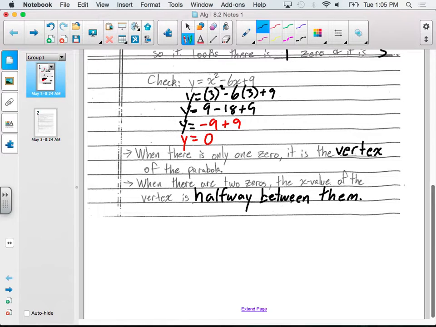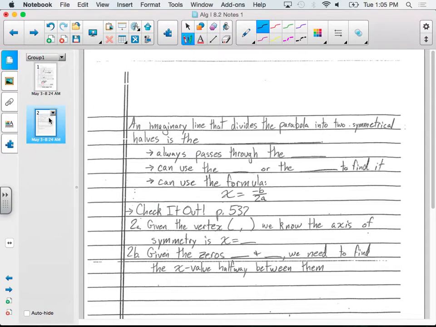So what's the difference between a zero and an x-intercept? Right, so Christine said one's an ordered pair, and one is just a number. So Carly, which one's which? An x-intercept is an ordered pair, and the x value is a zero. Yeah. Alright, so we can move right along.